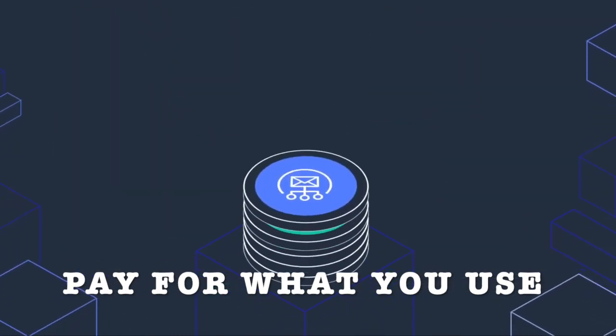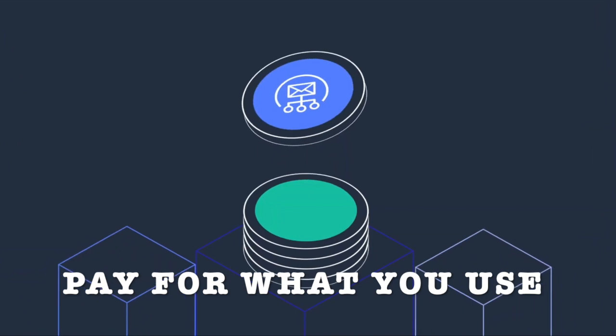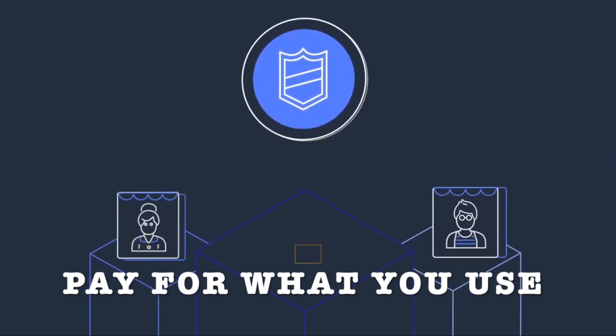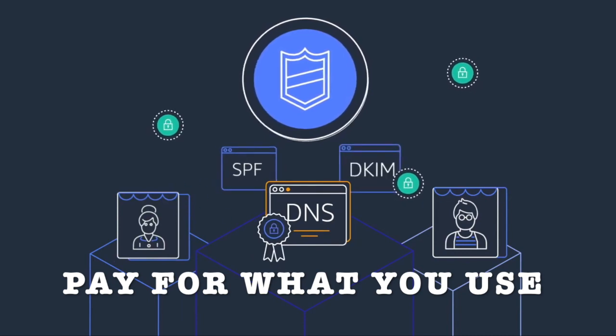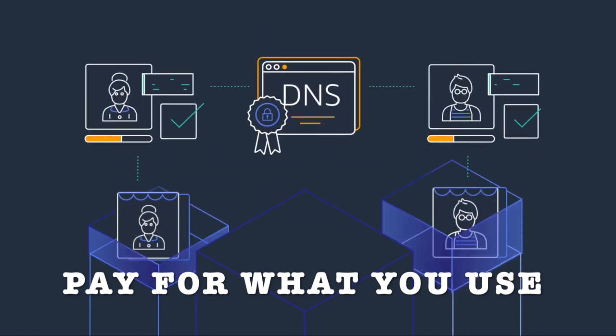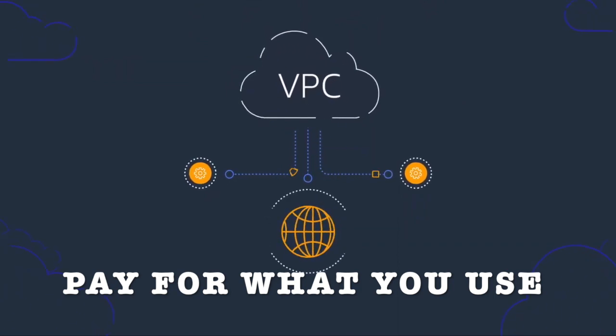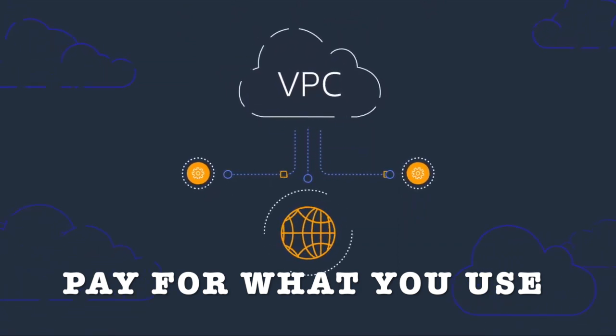Amazon SES has the scale of AWS, with the security and compliance options businesses expect. DNS options like SPF or DKIM validate your unique identity, and configuring a virtual private cloud, or VPC, can keep it all on your network.